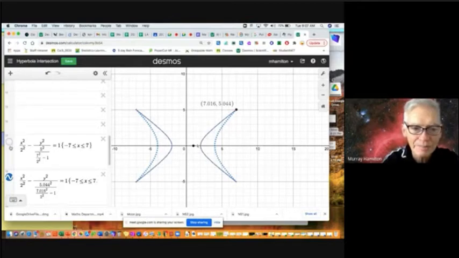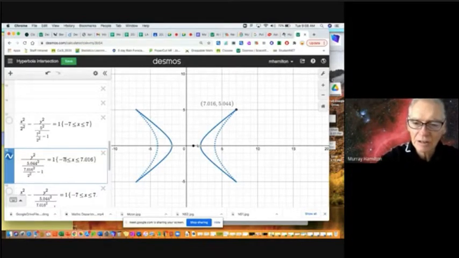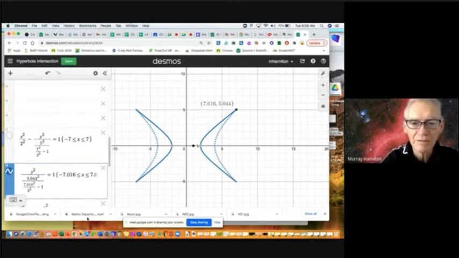And then I've changed the domain, for this one here, to 7.016, so it goes right there. And I guess I should change this to negative 7.016. So it makes it really easy if you don't simplify. So I'm going to go back to OneNote now, and we're going to do the other one.